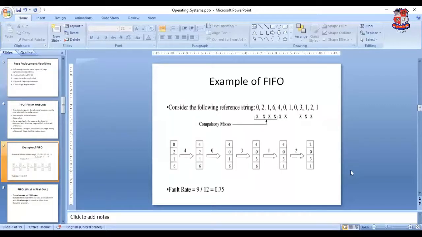Consider the following reference string: 0, 2, 1, 6, 4, 0, 1, 0, 3, 1, 2, 1. The frame size is 4. Initially the frame is empty, so we easily insert the first 4 values from the reference string: 0, 2, 1, 6. Now the fifth request is the value 4. At which place do we need to put the 4? Here we use the FIFO algorithm. We first inserted 0, so in the place of 0 we put the 4.